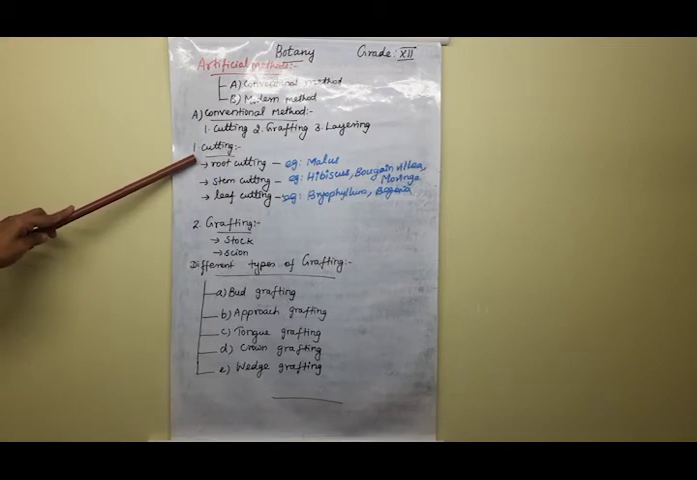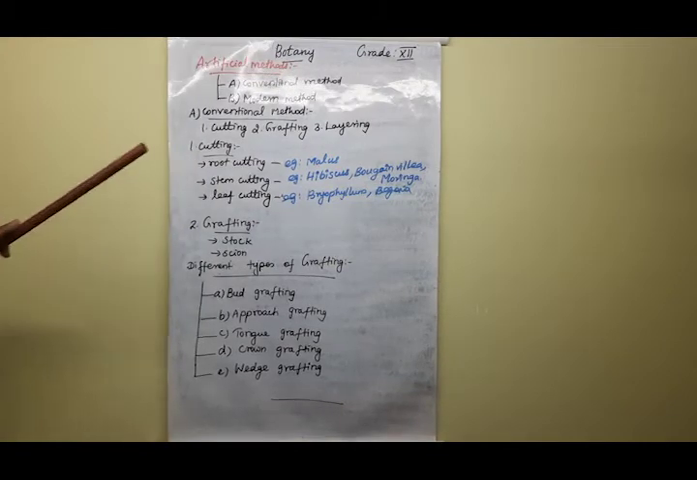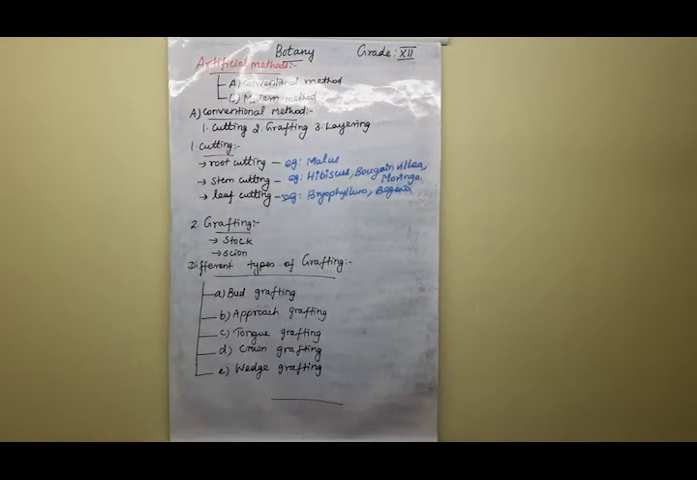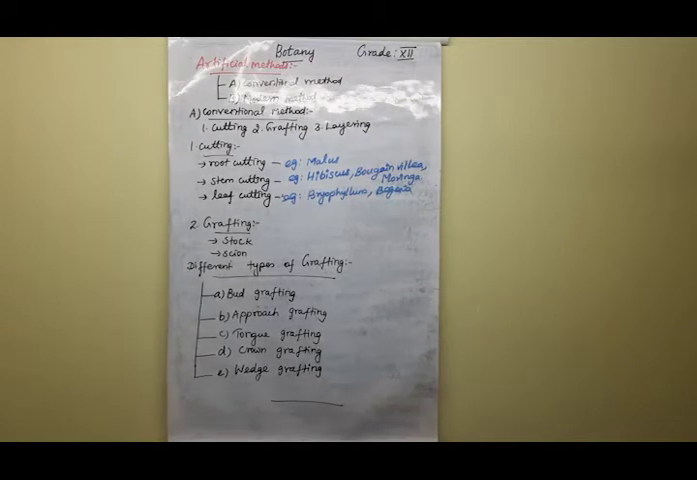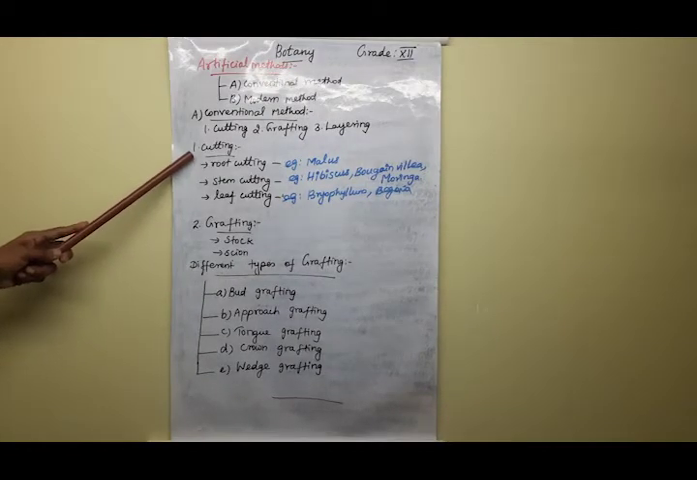Cutting means simply, if any one of these plant parts, either the root or a leaf or a stem, we can cut it and then plant it in a suitable medium. From there, it produces a root and grows into a plant. So that is the new plant development, and that method is called cutting.